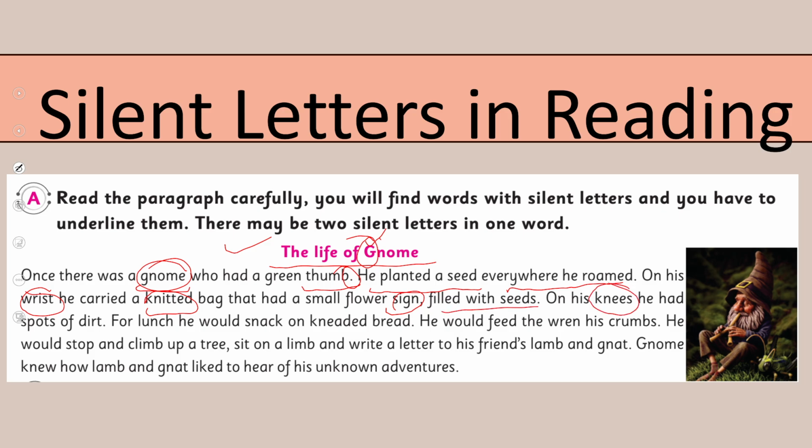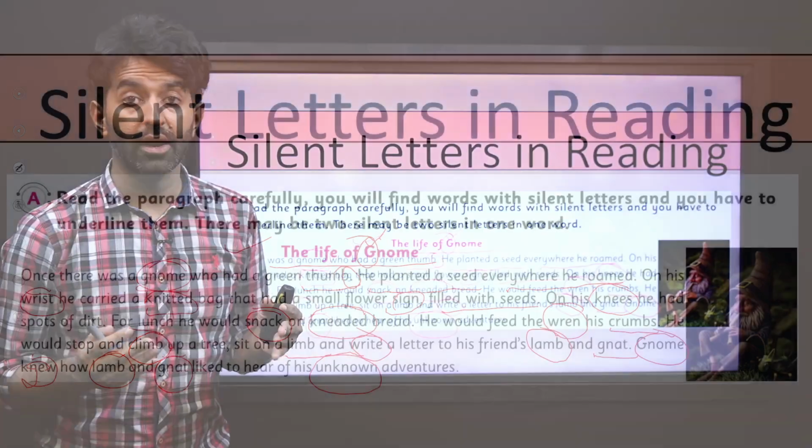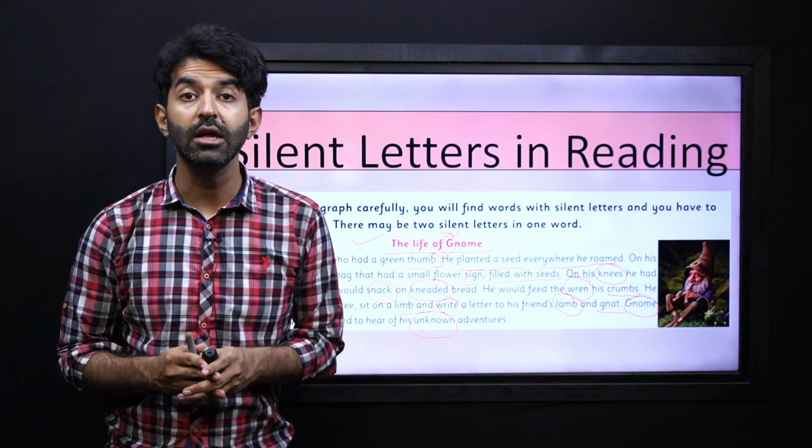On his knees, he had spots of dirt. For lunch, he would snack on kneaded bread. He would feed the wren his crumbs. He would stop and climb up a tree, sit on a limb, and write a letter to his friends Lamb and Gnat. Gnome knew how Lamb and Gnat liked to hear of his unknown adventures. Yes, all these circled and underlined words, students, contain silent letters.